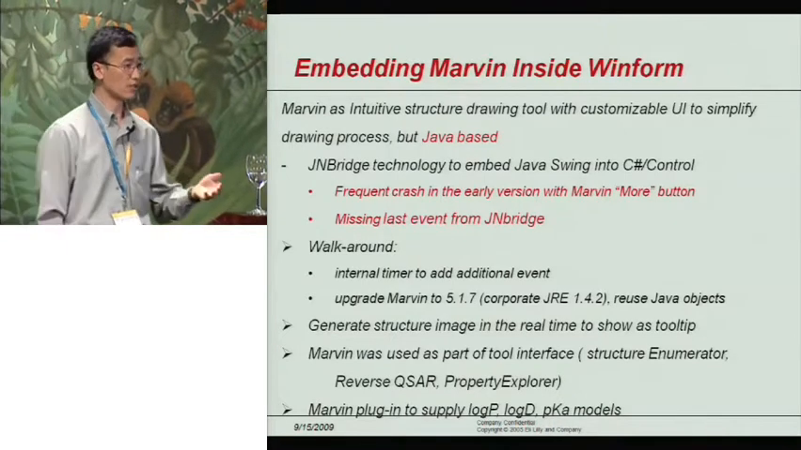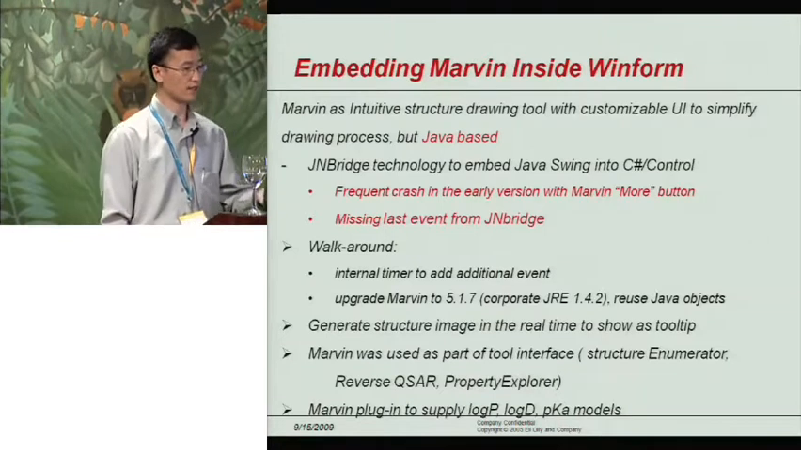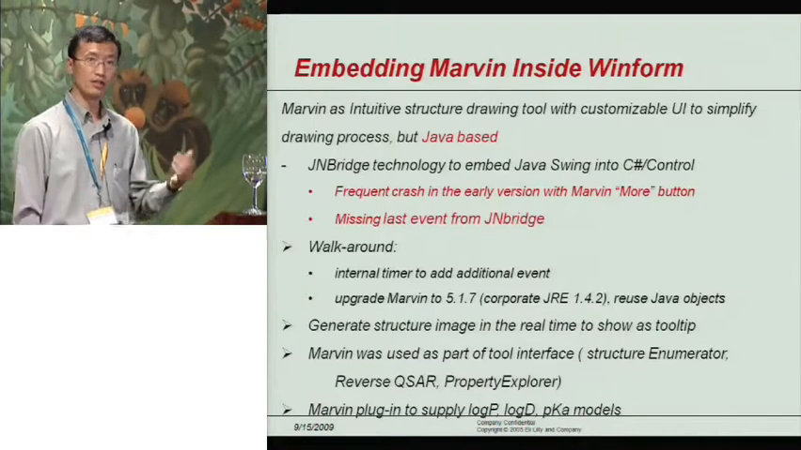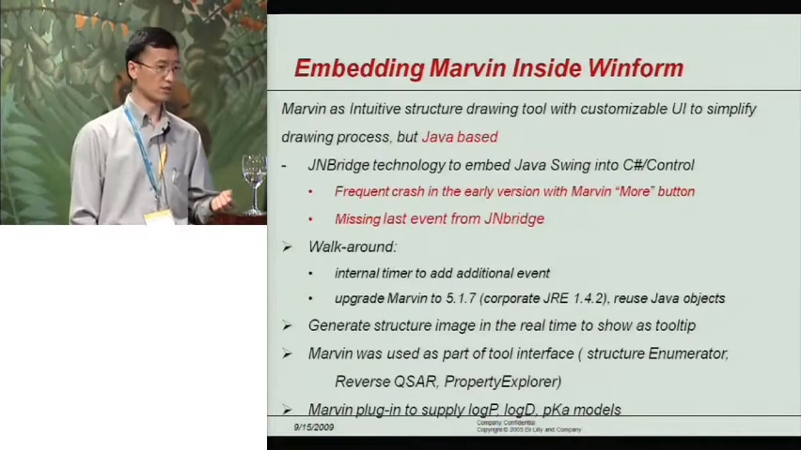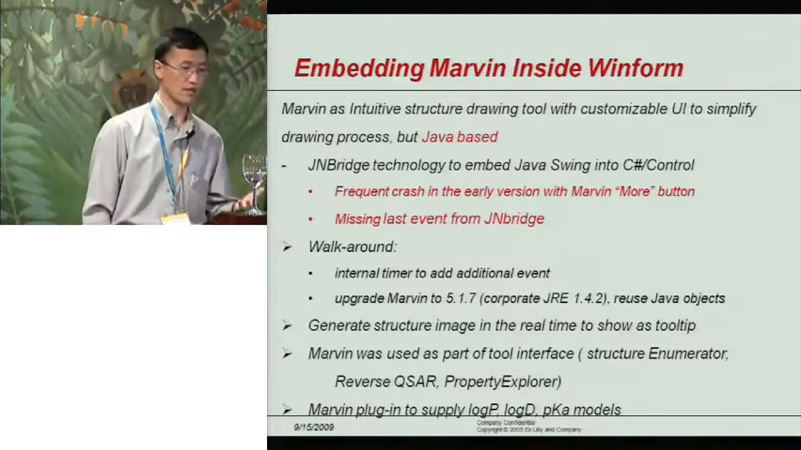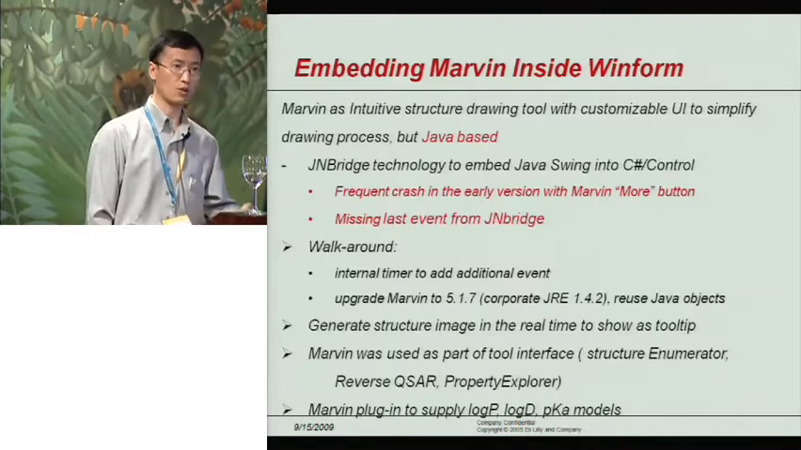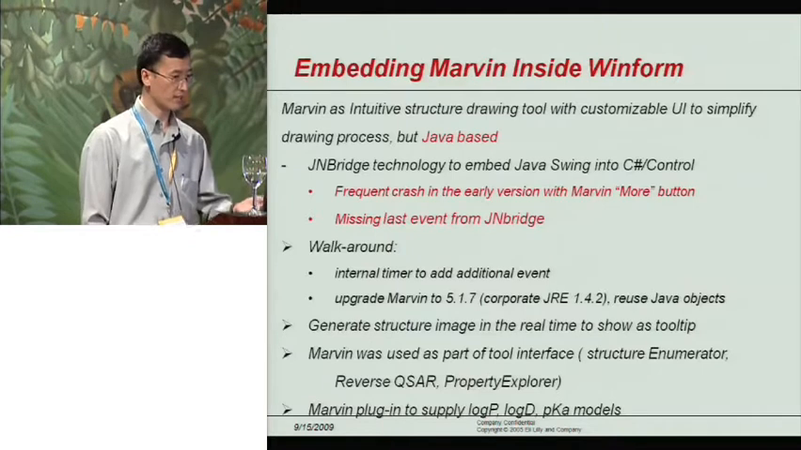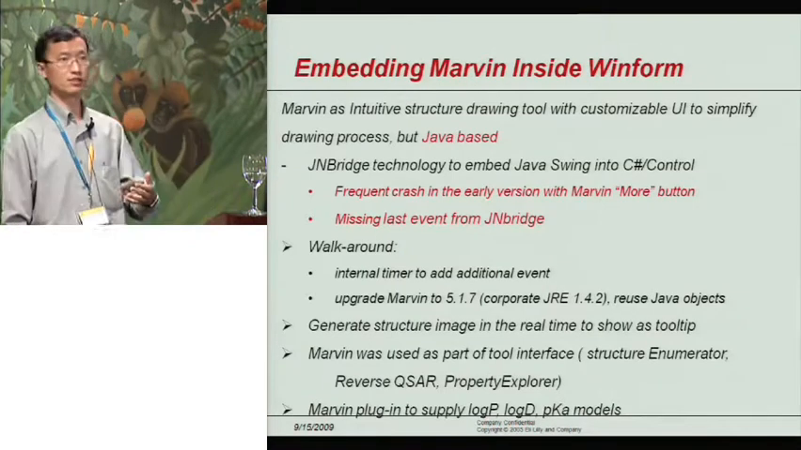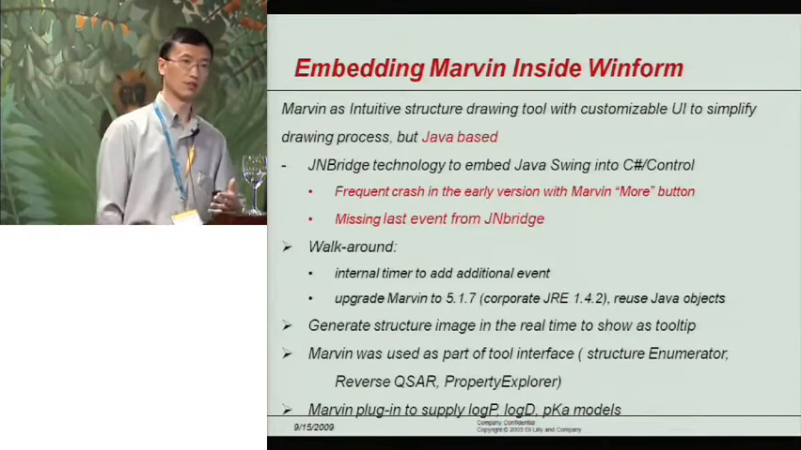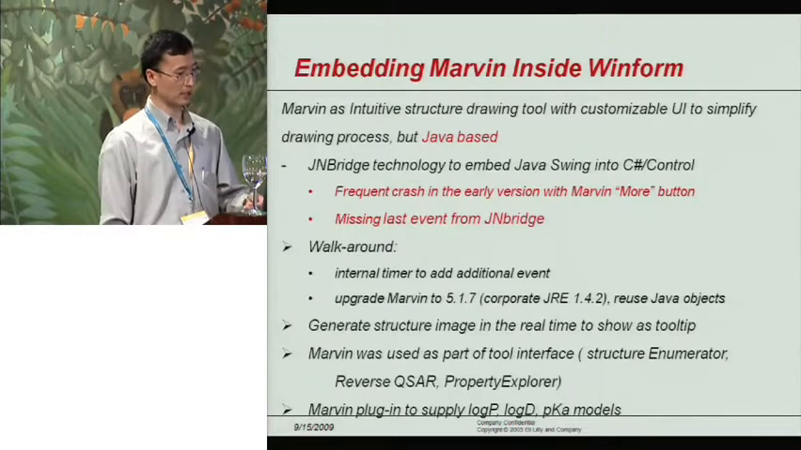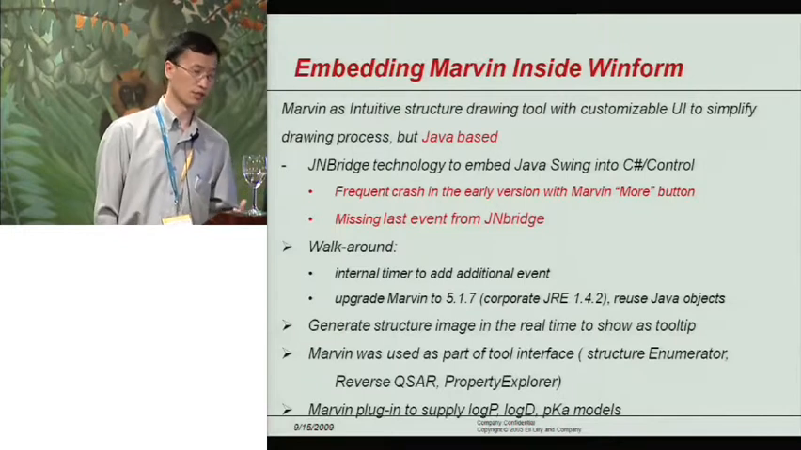So Marvin actually was very good, which provides intuitive structure joining functionality. And also in the 5 version, you can customize the UI to simplify the joining process. But at least 2 years ago, when we started this project, it's Java-based, and our corporate requirement really was to use C#.NET for the GUI-based application. So we cannot fight over that. So basically, we searched for a different solution.